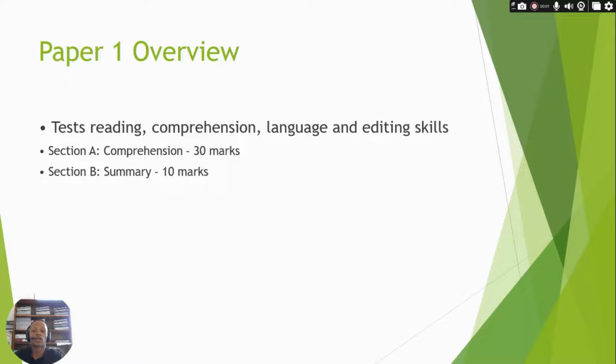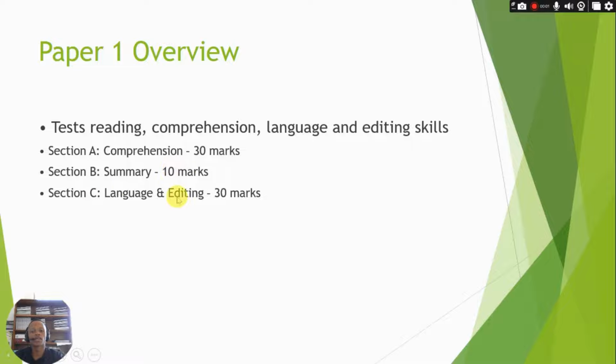Section B mainly deals with your summary skills or summarizing skills, where you're given a passage, a very short passage, and you're supposed to read through that passage, extract the main points, as well as produce your own version of the passage that you were reading, only focusing on the main points. I think most of you here usually do your summary in point form, but just know that you're supposed to do a paragraph format of this.